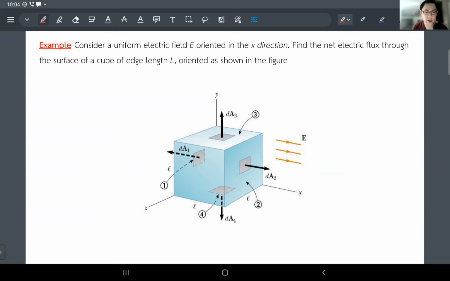Can you guess what the net electric flux would be here? Just guess. We are not doing any calculation just yet, but can you give a guess? At the end, I should get something. What is that something? What do you think?